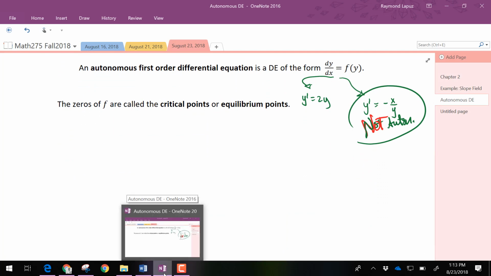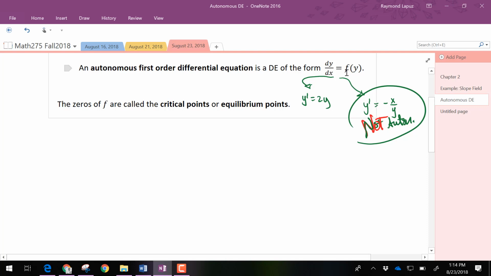We'll do that a little bit later, but for now, let's take a look at these things called equilibrium points. Equilibrium points are when the slope is equal to 0. So this is saying that f of y is equal to 0, so these are all the y values where it's equal to 0. But if f of y is equal to 0, that means dy/dx is equal to 0, so the slope is equal to 0. So equilibrium points are where the slopes are all equal to 0.